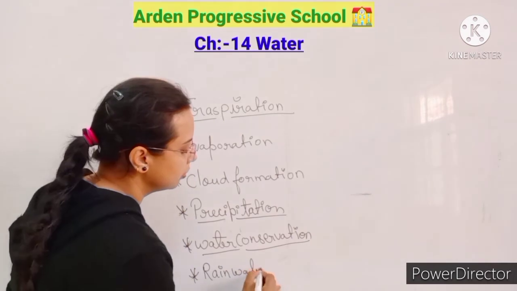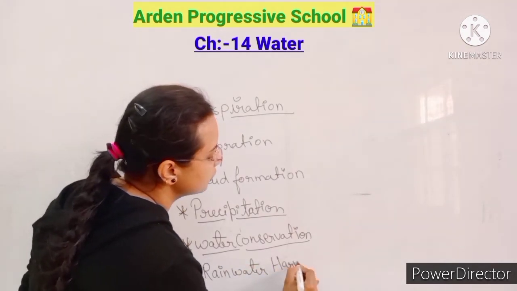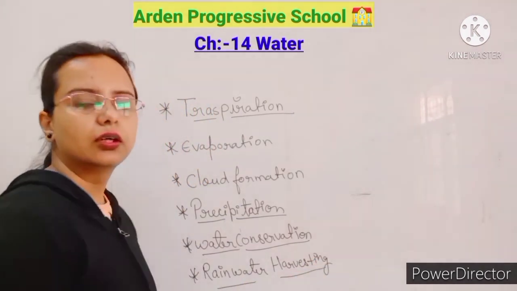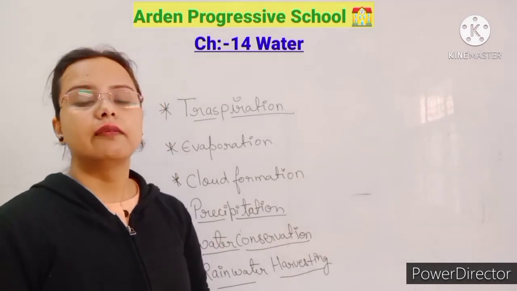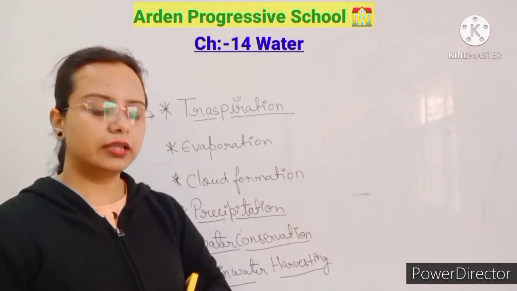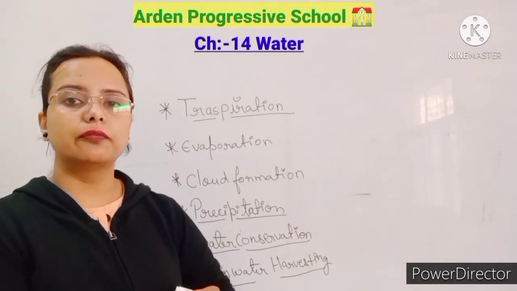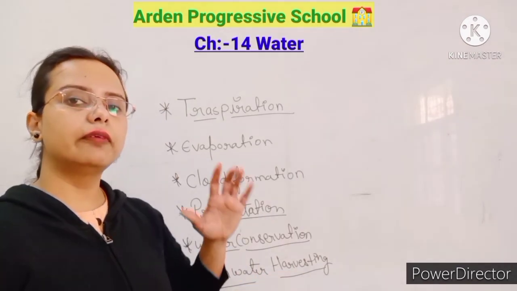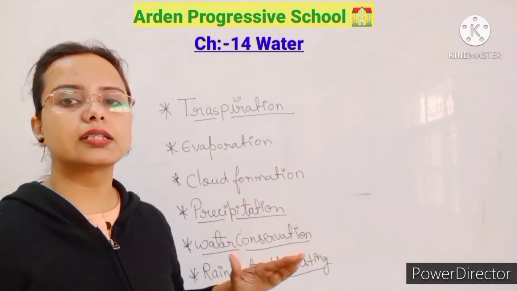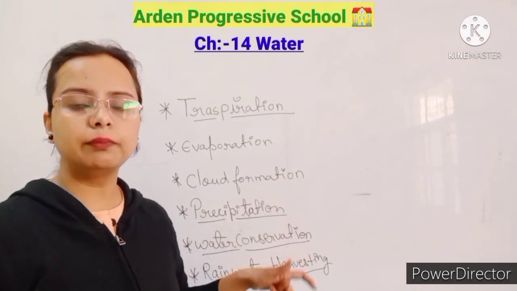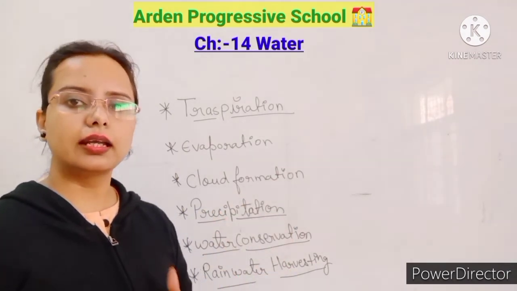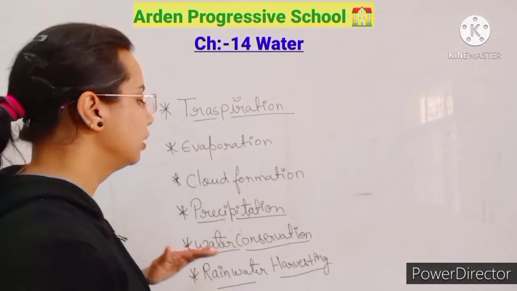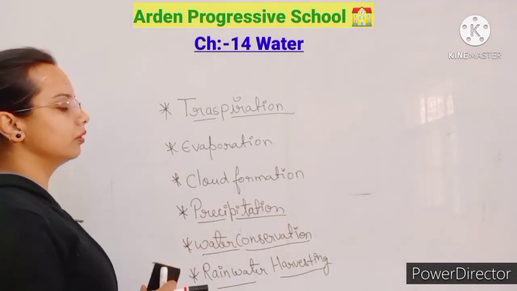Rainwater harvesting. What is rainwater harvesting? In this process, we generally collect the rainwater. How do we collect it? When the rain is taking place, we collect the rainwater from the rooftop. A pipe is connected to an underground tank. When it rains, all the water gets drained through that pipe into the underground tank, and hence it is stored for future use. For the future we can use that stored water, and this is rainwater harvesting.